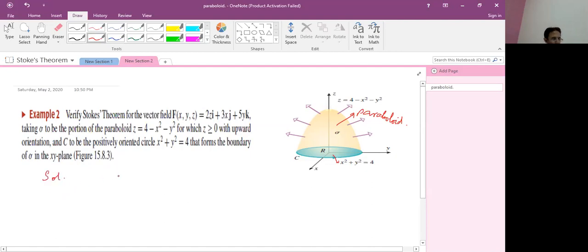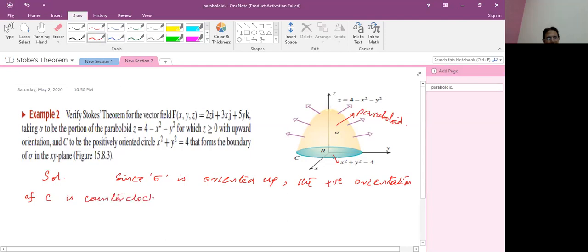Now we find the solution, student. Since sigma is oriented up, the positive orientation of C is counterclockwise, looking down from the positive z-axis.